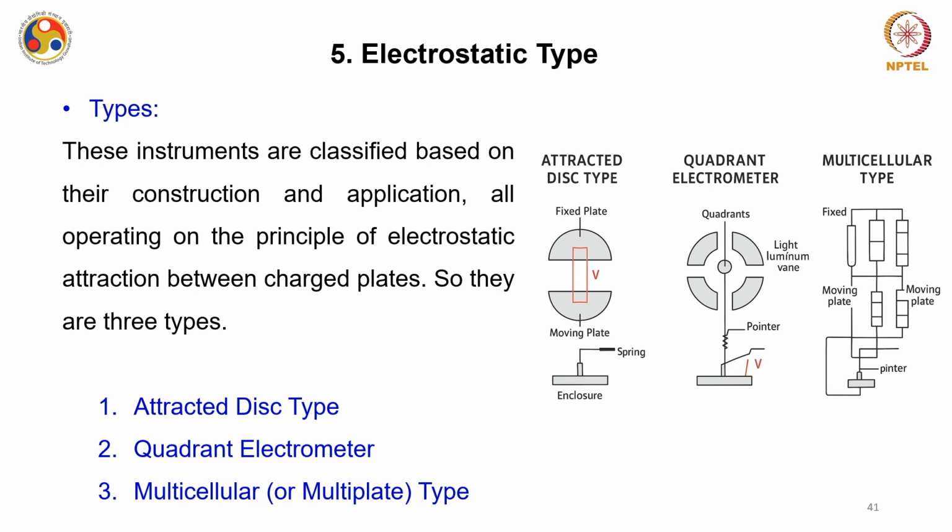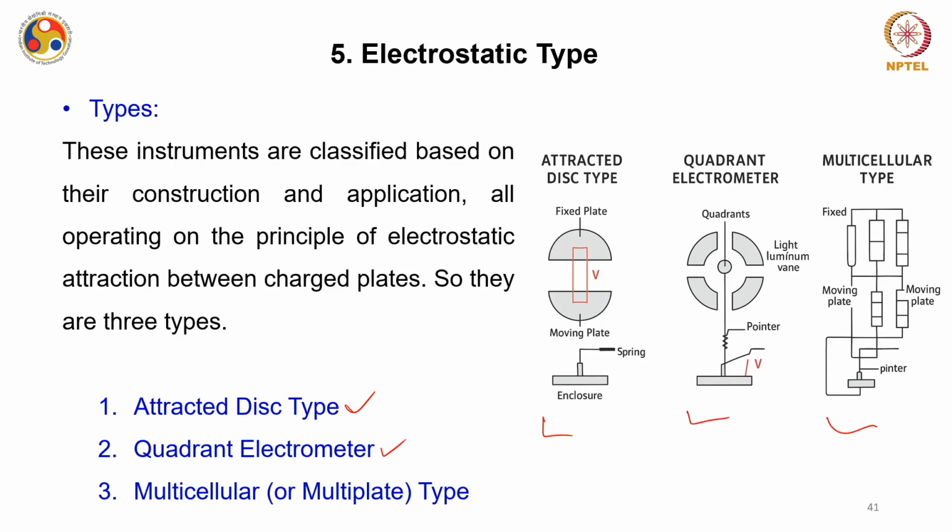We will see part of this electrostatic instrument in our coming discussion, but these instruments can also be classified based on their construction and application. So you have basically three different types of electrostatic instrument, out of which this attracted disc type of electrostatic tool is very popular. So you have three types: the attracted disc type, then the quadrant electrometers, and the multiplate or multicellular type of instrument. And you can see they differ in their construction completely.